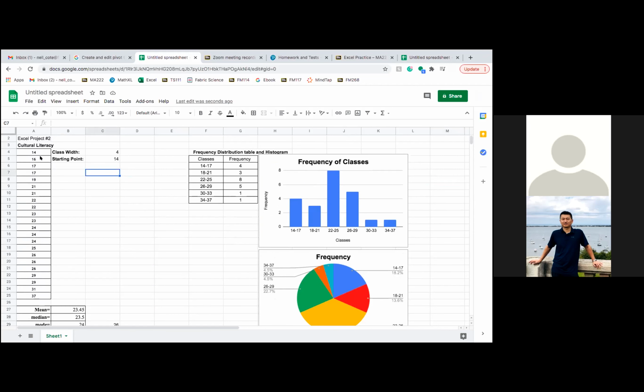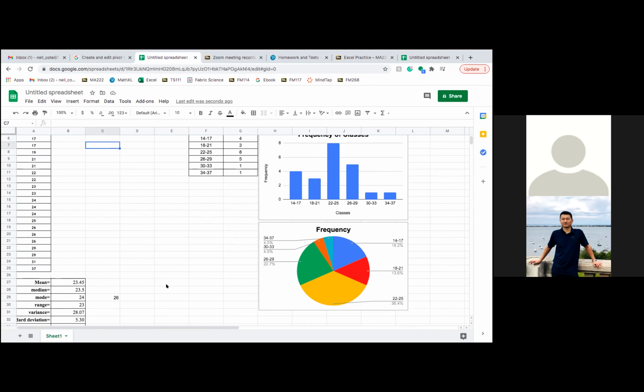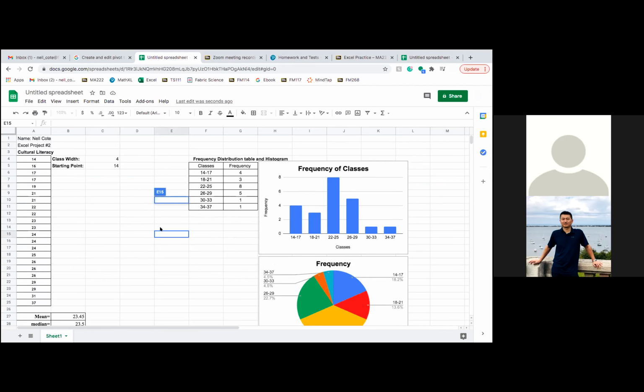Do I have to do it right next to this, or can I do it underneath? You don't have to. You can put it underneath it. Can I put it right here? Yeah, you can do that. I'll put it right here. Okay, Z-score.